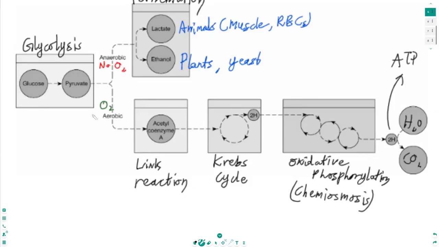So glycolysis in itself produces some ATP, but not a lot compared to oxidative phosphorylation. Oxidative phosphorylation is a major step in producing lots and lots of ATP within aerobic respiration. We'll explain more about this in the coming videos, but basically this is just a brief overview of respiration.